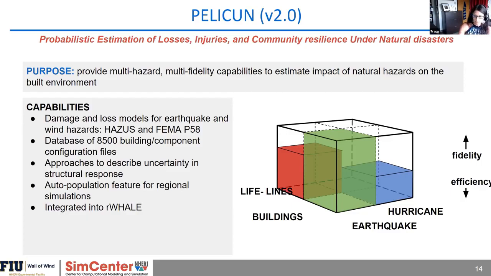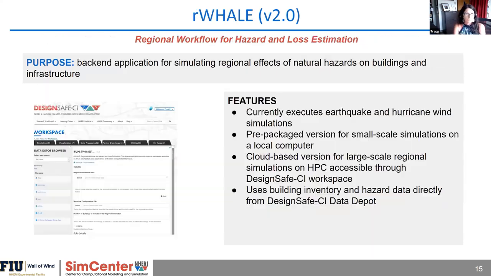So really Pelican is going to be one of the most critical features, and again, something that Adam will engage tomorrow, where we'll have a more in-depth discussion of how to imagine the capabilities Pelican should deliver, especially for wind hazards. And R-Whale, as I mentioned, is the tool that supports the execution of these regional workflows. It gives you the ability to execute these simulations for these large regions.